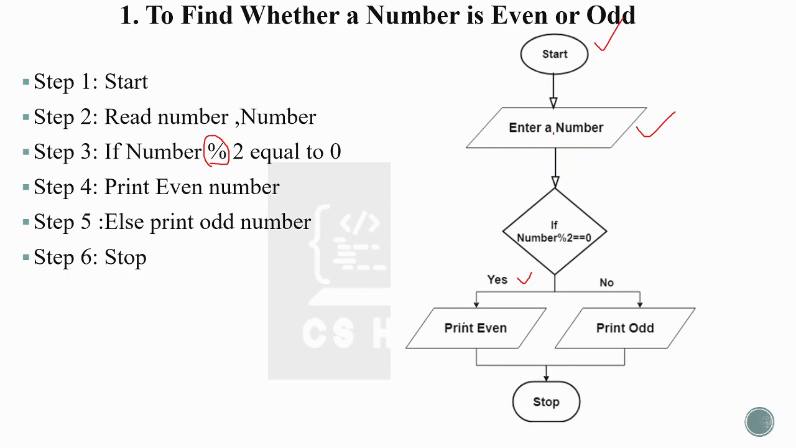If it is yes, we print even. We use a parallelogram for output statements. If the answer is no, we print odd number. Then both the even and odd output symbols lead to a terminal symbol, that is stop. So this is how to draw the flowchart of the even or odd program. Hope the concept is clear. It's a very simple program.